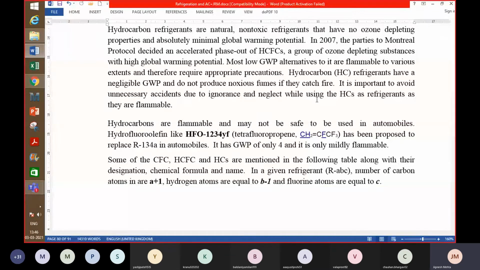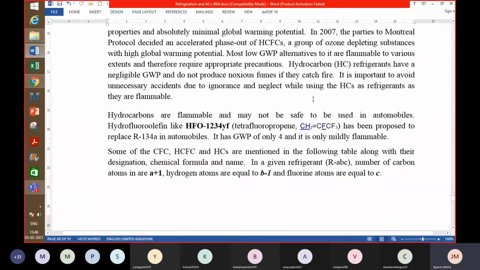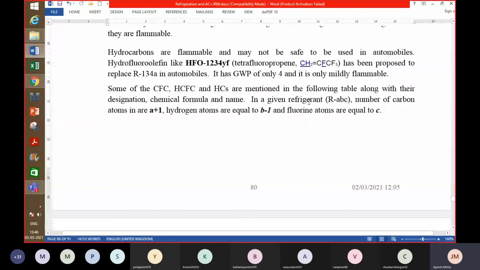Some of the CFCs, HCFCs and HCs are mentioned in the following table. So one table will be shown now, and their designation, chemical formula, name, etc. are given. Now, when I use a certain number like R12 or R22 or R134A, what does that mean? So it's RABC basically, right? 1, 2, 3. So A, B, C.